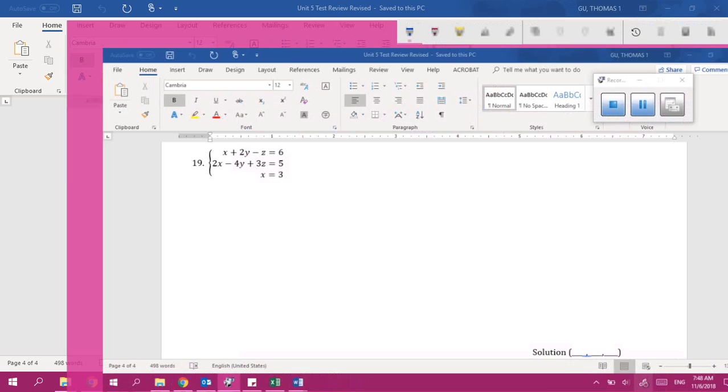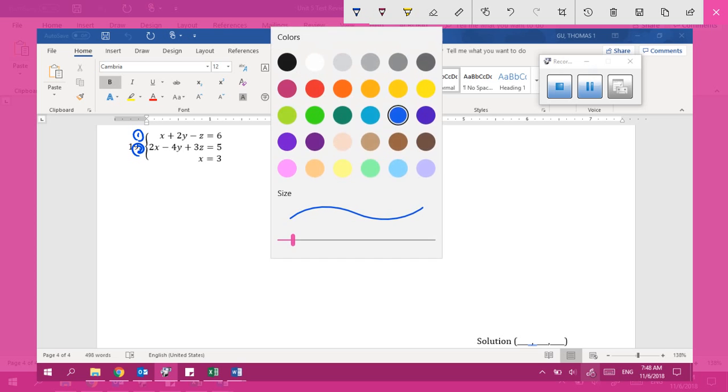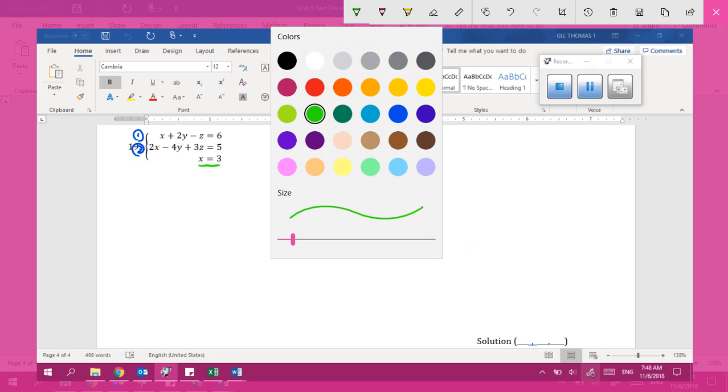Alright, we'll start with number 19. It's a system of 3 equations problem. So first thing you want to do is label your two equations 1 and 2 because the third one is already a solution. So this one you can use substitution because you know x is 3.